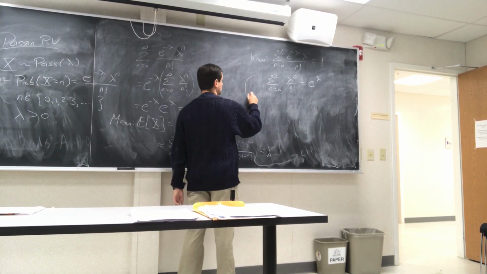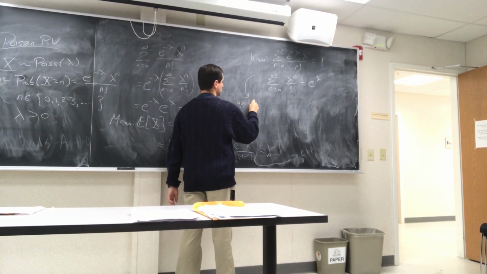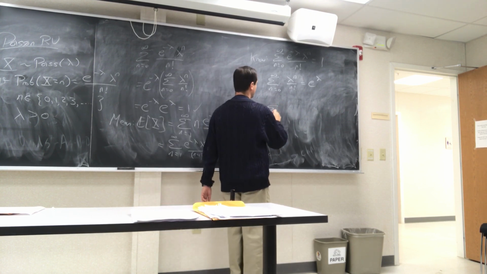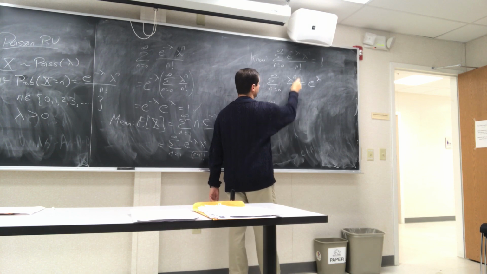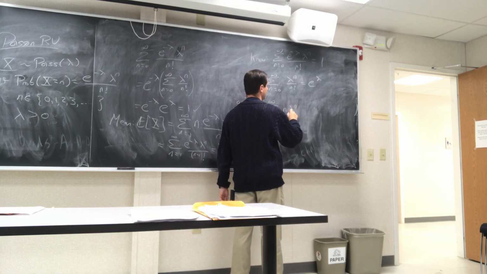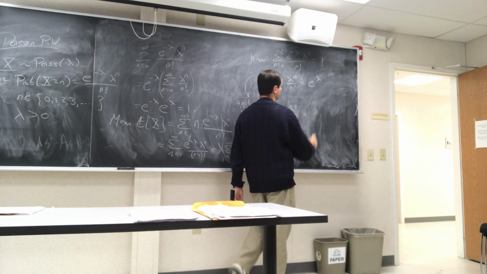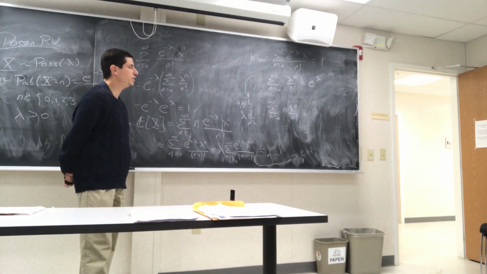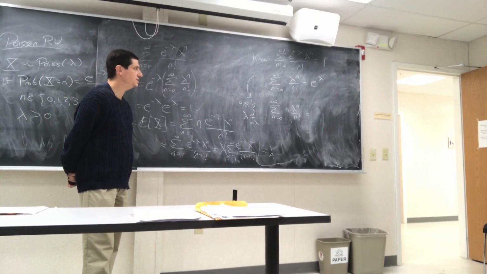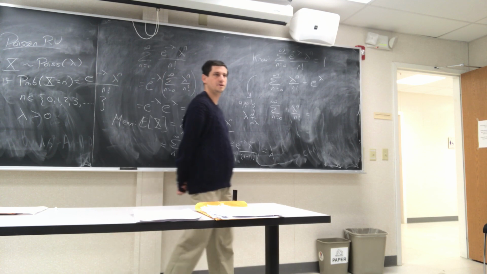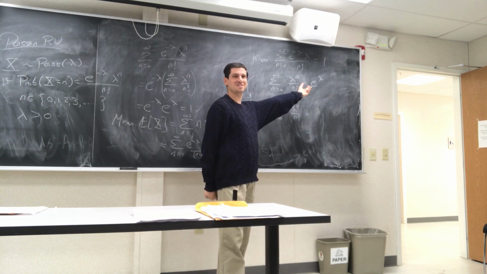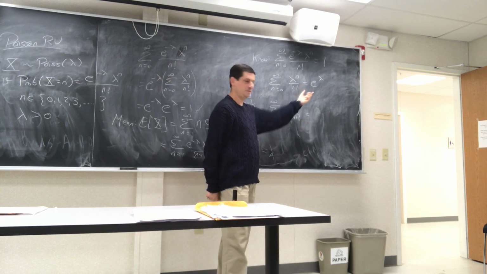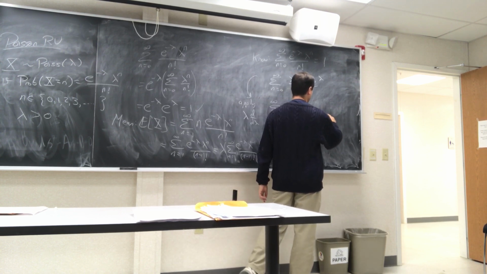So now I apply lambda d by d lambda. And I would get a sum, n goes from 0 to infinity, of n lambda to the n over n factorial. And what do I get on the other side when I apply lambda d by d lambda to e to the lambda? Derivative of e to the lambda is e to the lambda. So I just get lambda e to the lambda.